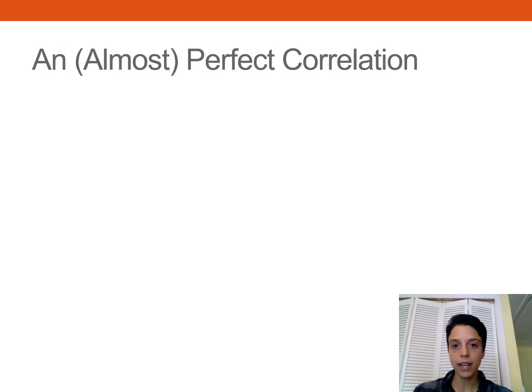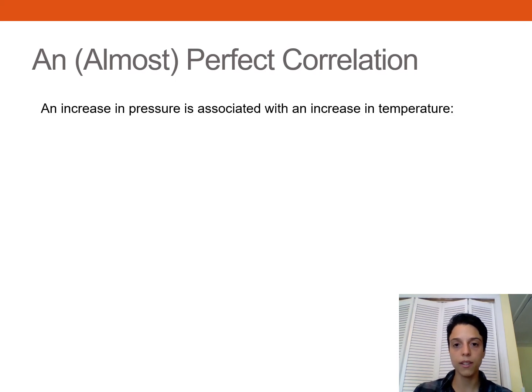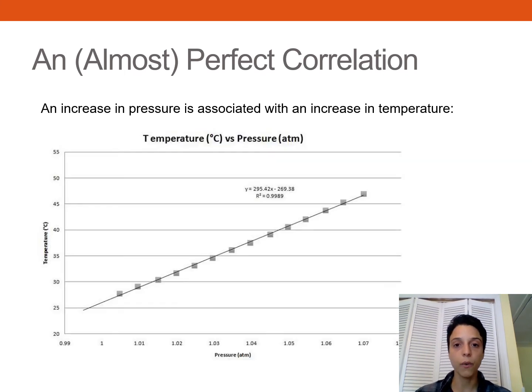And so in social science, it's very, very rare to find perfect correlations or even almost perfect correlations. But you can see them in some other areas. So this is just an example of what a perfect correlation would look like. We're looking at pressure on the x-axis and temperature on the y-axis.